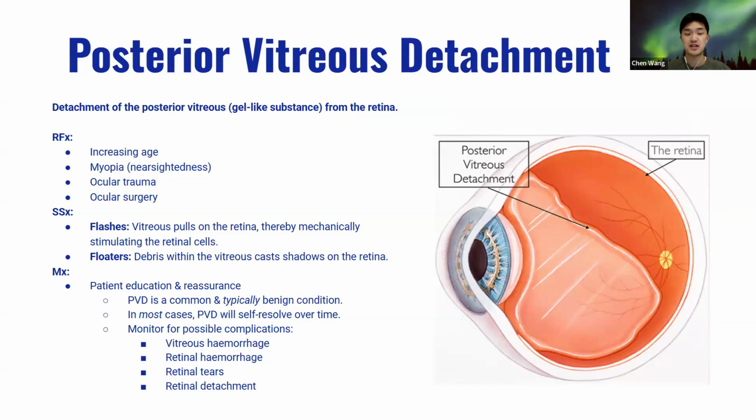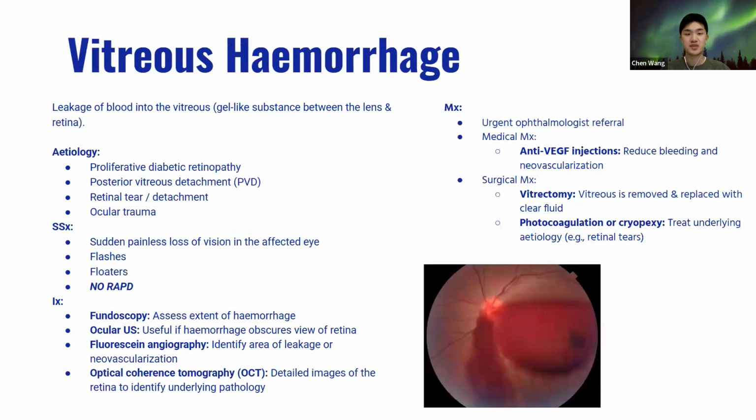Symptoms are very similar, so flashes and floaters. But the only thing is that a PVD is common and usually benign, so it doesn't really become retinal detachment. And a PVD will most likely resolve over time. So you just need to educate the patient and let them know the potential signs of retinal detachment. So if they see a curtain coming down their eye, then they'll need to go to the hospital immediately, preferably having someone else driving them there.